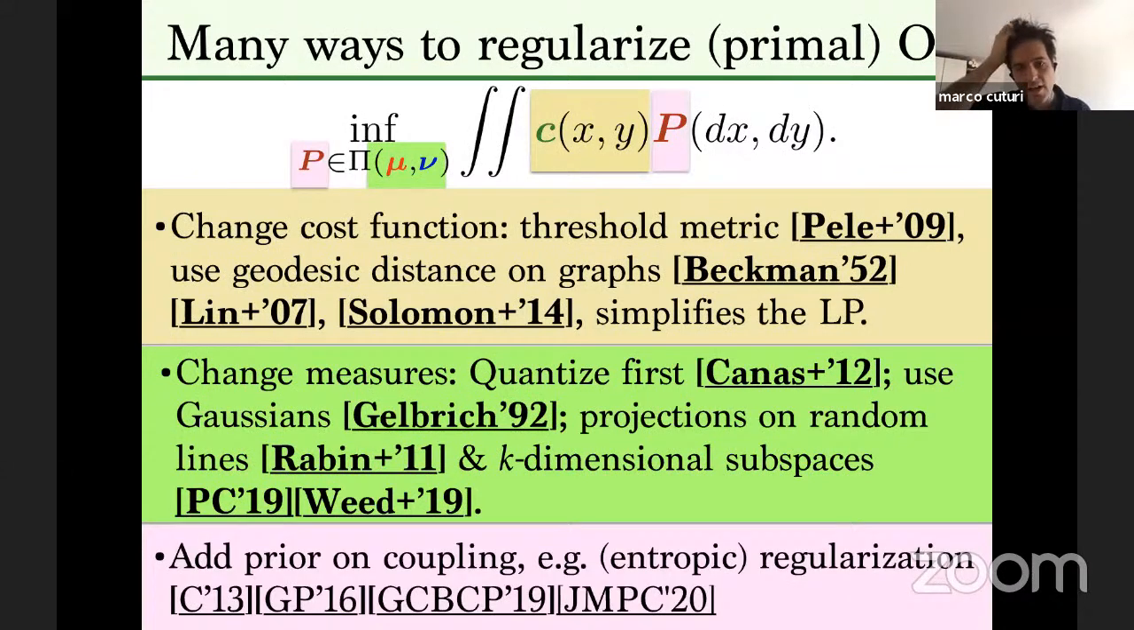And the other thing is you could add priors on the coupling. And this is what I'm going to talk mostly about in the next slides. You could say maybe just taking any coupling is just too unconstrained. I had this polytope of couplings. Somewhat I need to choose a smoother, smaller ball in which to choose my couplings. And this can be achieved by adding regularization of any sort. This could be adding the squared Euclidean regularization, the square norms of P, thresholding, upper bounding the entries of P, etc. There's many ways to do that.